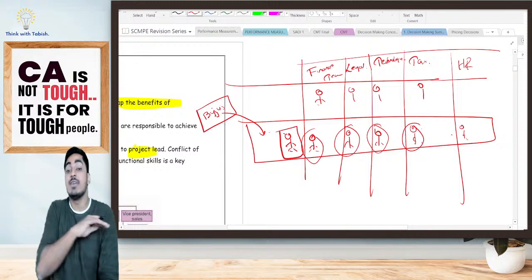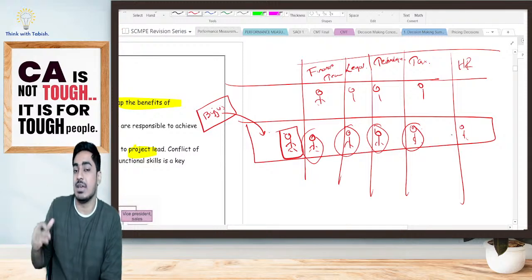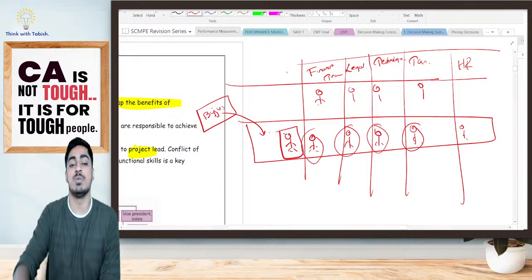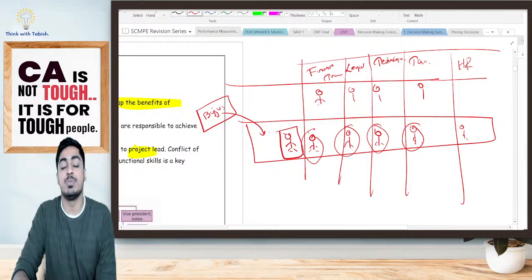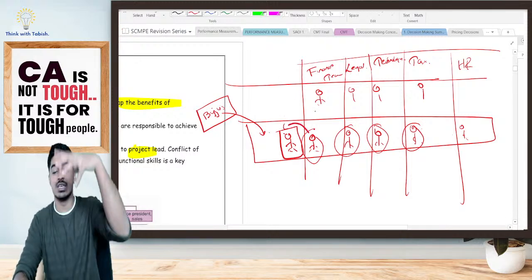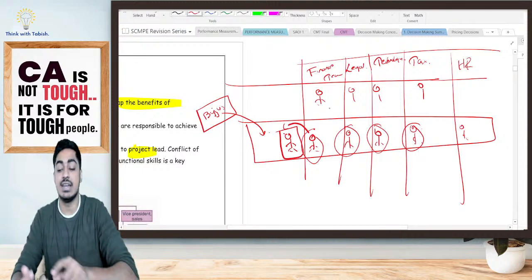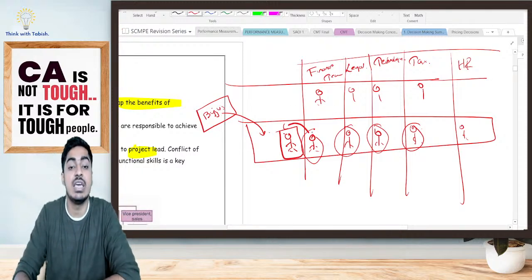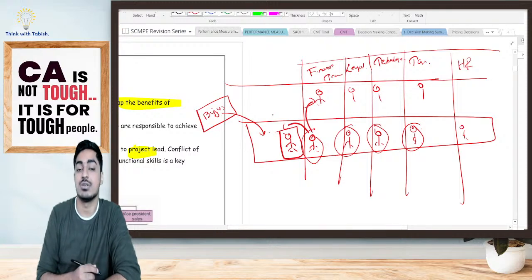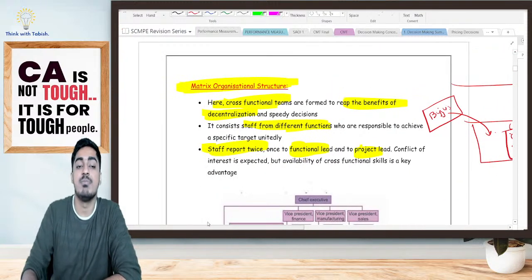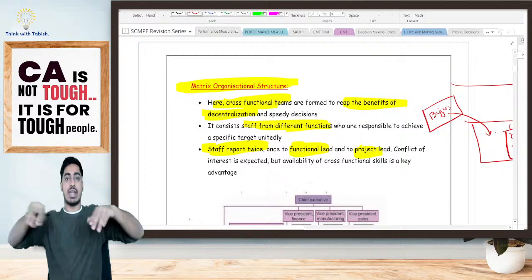Yes, now this way we are creating a cross-functional team across different functions. Now what will these people have to do? This person has to report to the project lead also, telling him that in this particular assignment, finance related issues are there. He should be reporting to his finance manager also. Is it clear? This is my matrix structure where I am creating a matrix.